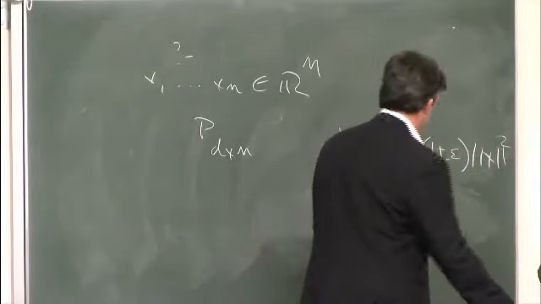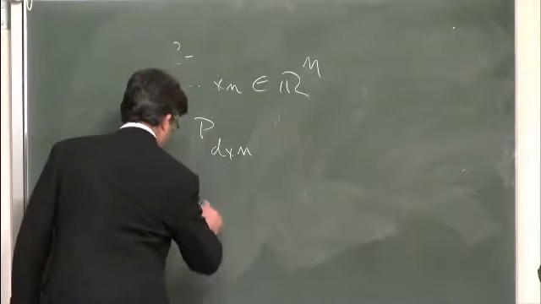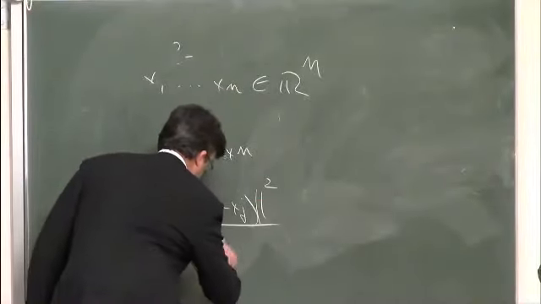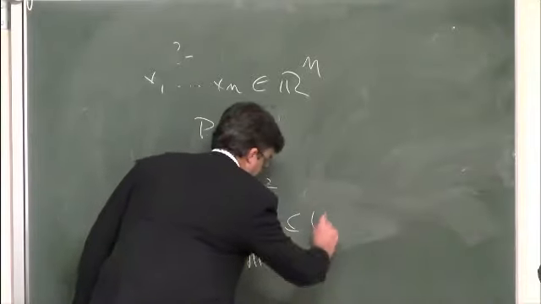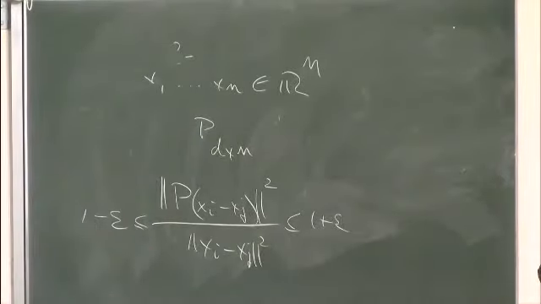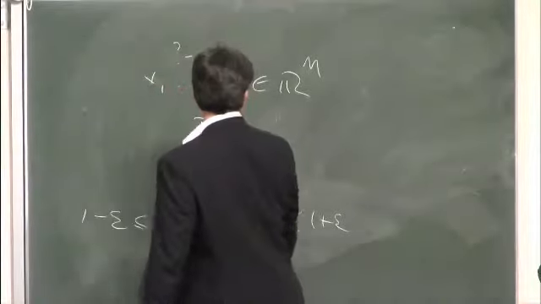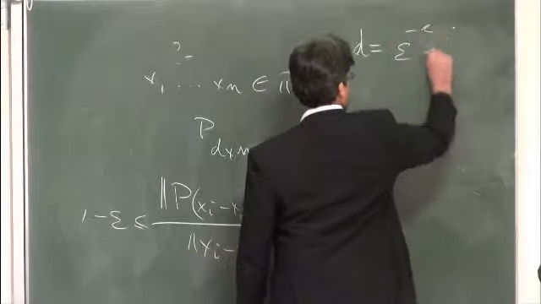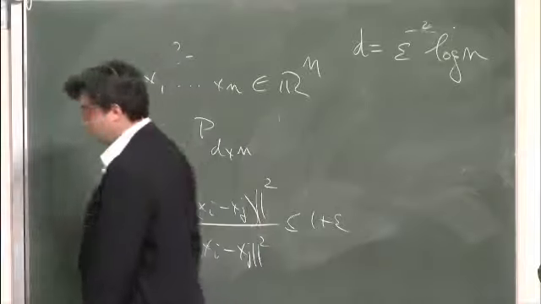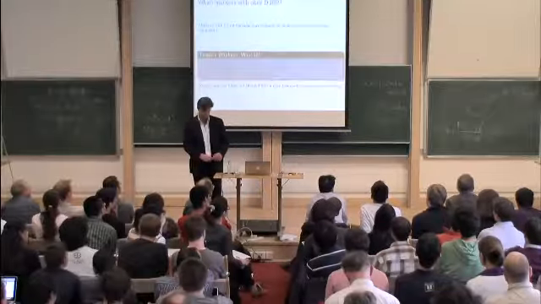No, the inner distances, sorry. So that preserves pairwise distances. Let me write it properly: P of xi minus xj squared over xi minus xj squared is within 1 plus or minus epsilon, so that the distances after projection are not distorted. The wonderful result of Johnson and Lindenstrauss is to show that this works as long as d is a constant times epsilon to the minus 2 times log of the dimension. So you can find a very low dimensional projection that preserves pairwise distances.